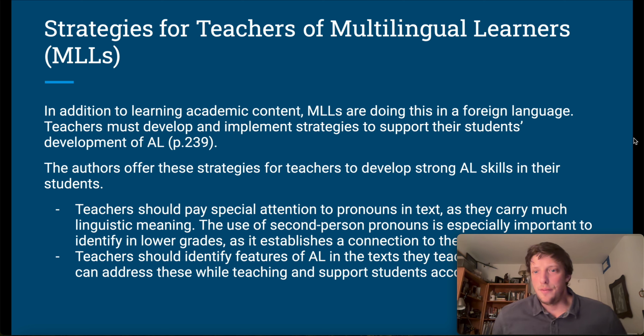The authors also identified two strategies for teachers of multilingual learners to use in developing academic language skills in their students. The first is that teachers should pay special attention to pronouns in text, as they carry a lot of linguistic meaning. They identified the use of second-person pronouns, such as you, as especially important, and especially in the lower grades, as it creates a more tangible connection to the reader, and also invites them to bring their own knowledge and experience in. Additionally, teachers should make sure to identify the features of academic language in the texts they teach out of, and in doing so, that makes them able to address these while teaching and support students accordingly.